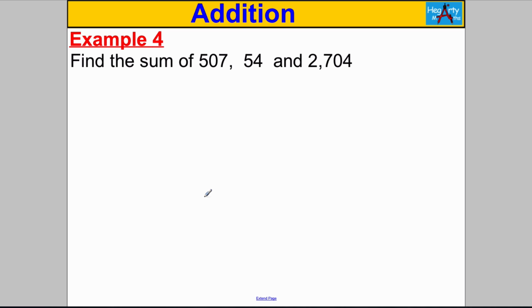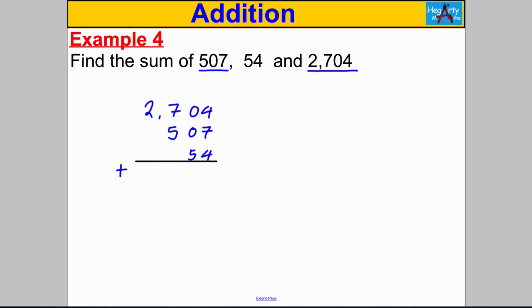Next example. Find the sum of 507, 54 and 2,704. I'm going to write the biggest one first. I just think it's easier. I'm going to write 2,704. I'm going to write the next biggest next. So I'm going to write the 5 there, the 0 there, and the 7 there. And lastly, I'm going to write the 54 there and tell the examiner we're doing a plus, and also draw a line underneath it.